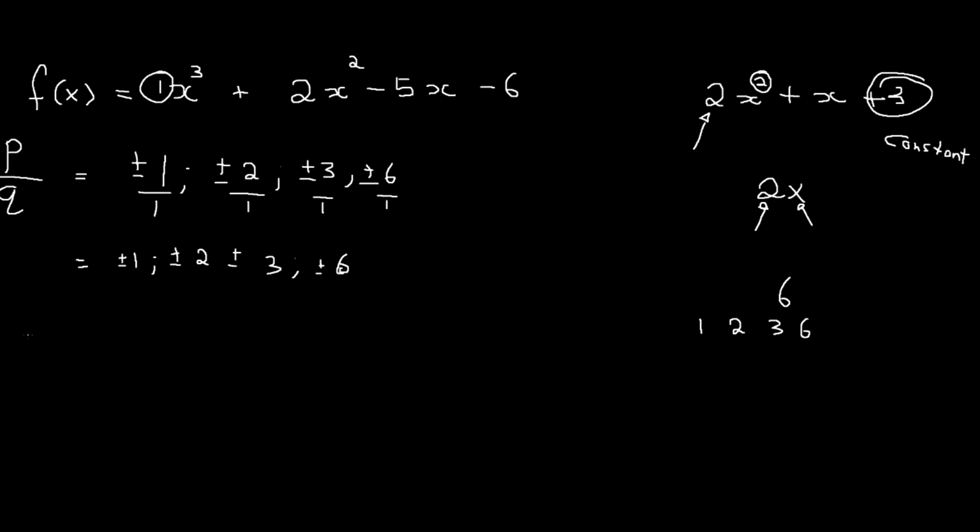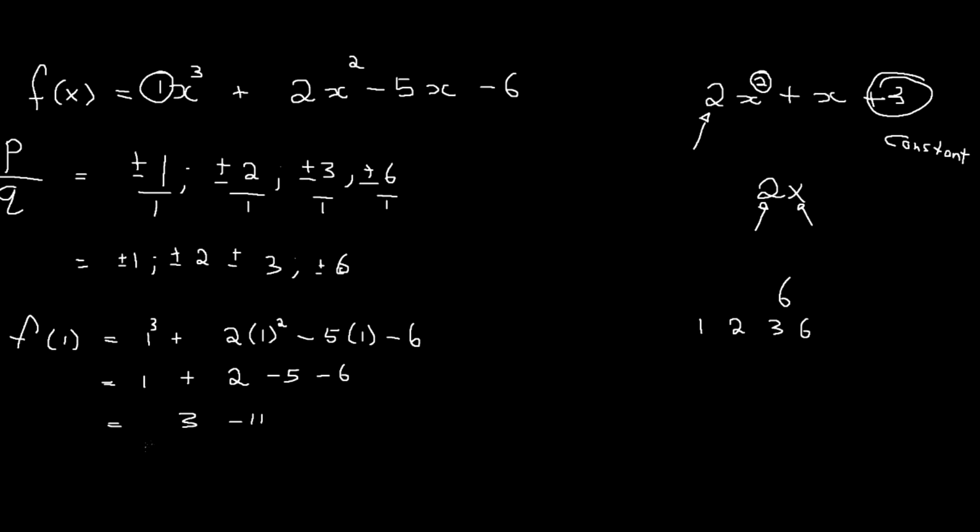So now I'm going to test them one by one. First I'll test positive 1. It's going to give me 1 to the power of 3 plus 2 times 1 to the power of 2 minus 5 times 1 to the power of 1 minus 6. This gives me 1 plus 2, because 1 squared is 1, multiplied by 2 is 2, minus 5, because negative 5 times 1 is negative 5, and then minus 6. Now 1 plus 2 is 3, and negative 5 minus 6 is negative 11. So I have a value of negative 8. As we can see, it's not equal to 0, so I don't want to use this one.